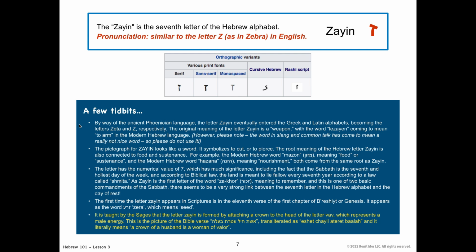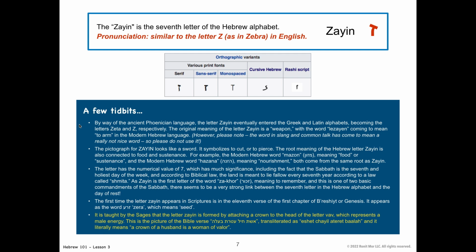The letter has the numerical value of 7, which has much significance, including the fact that the Sabbath is the 7th and holiest day of the week, and according to biblical law, the land is meant to lie fallow every 7th year, according to a law called Shemitah.